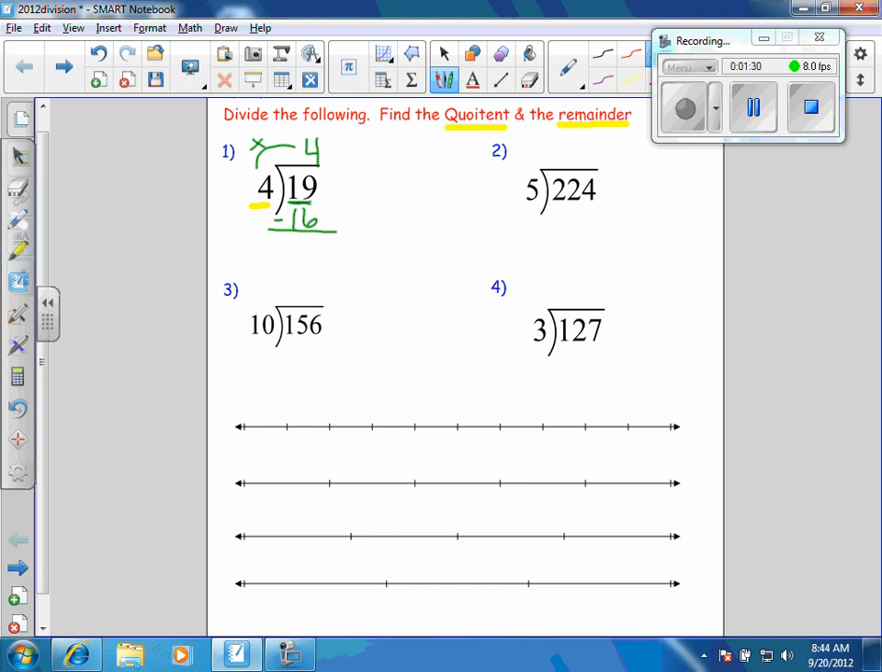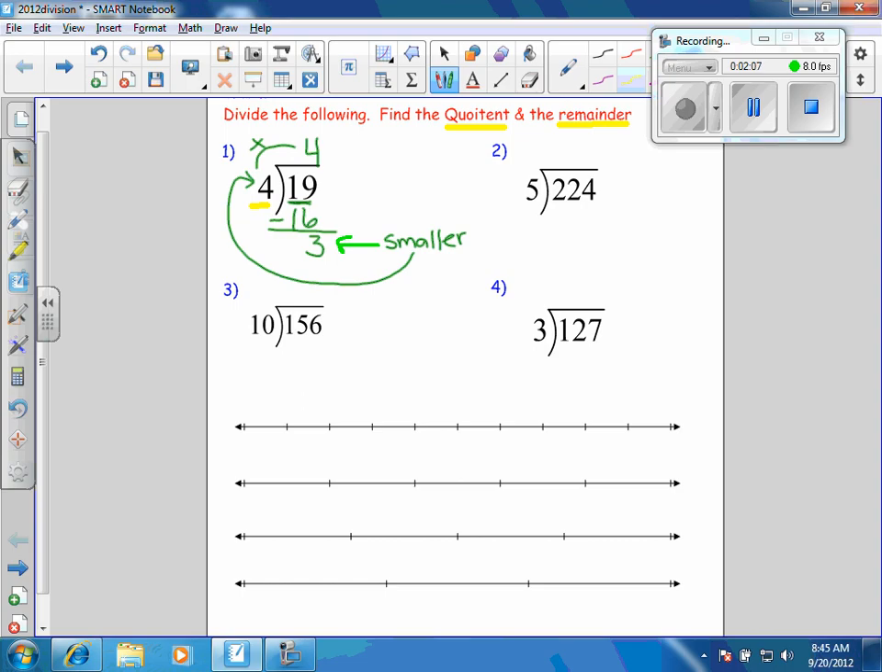Then you have to subtract. So 9 take away 6 is 3. And 1 take away 1 is 0. So once this number down here is smaller than the number here, you know you're finished, unless you're doing decimal division. But I asked you guys just to find the quotient and the remainder.